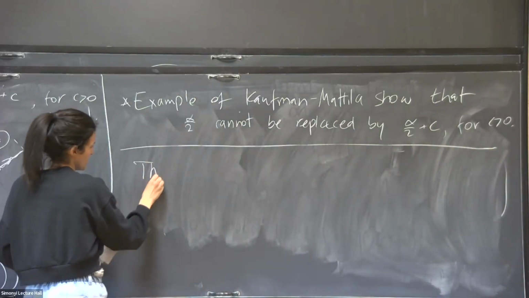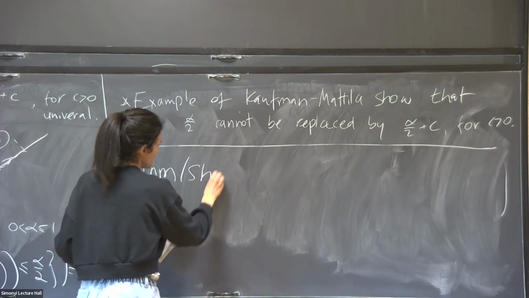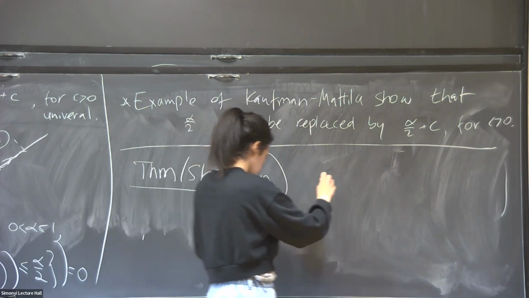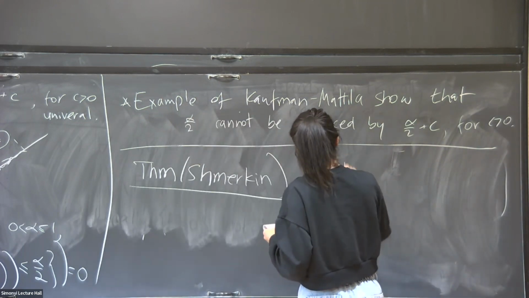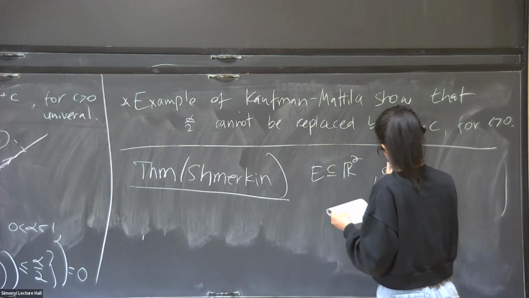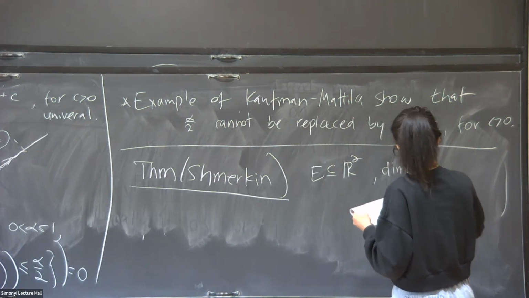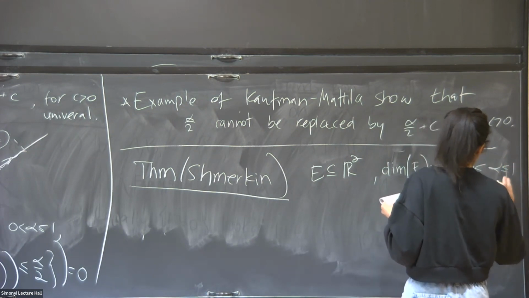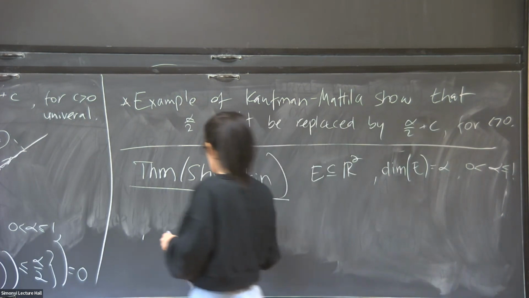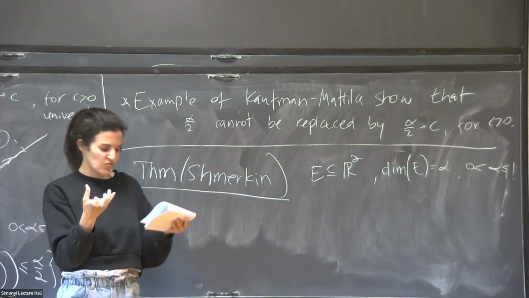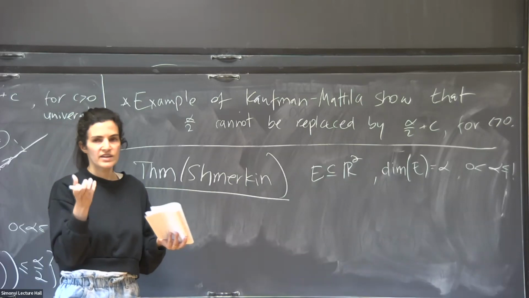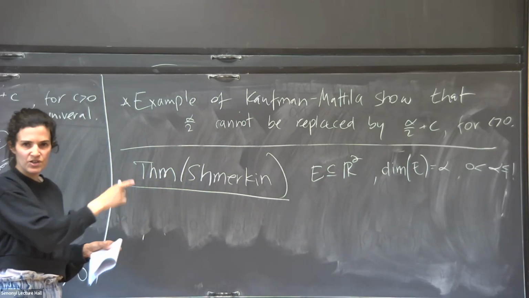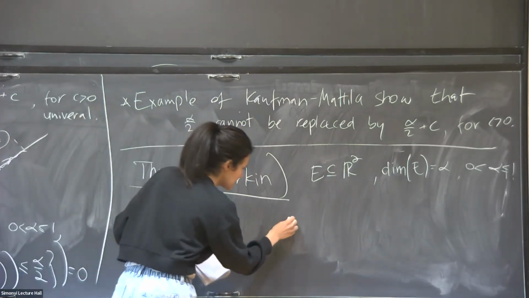Another theorem of Shmerkin in this spirit. We now have a set E, again of dimension alpha, and alpha is between 0 and 1. And we look at something similar, but now instead of projection, we take some nonlinear map from R2 to R. So it has more general results, but specifically it works for the distance function.